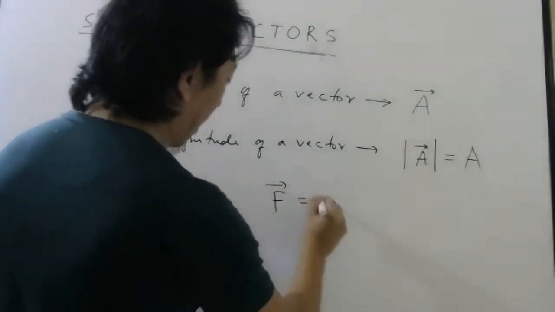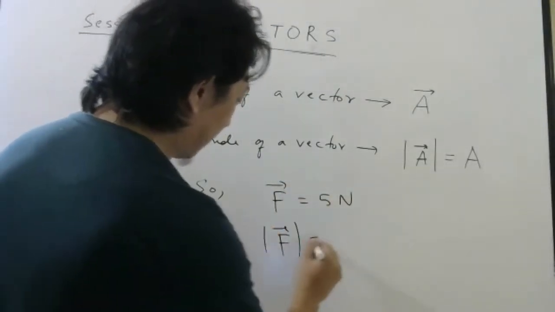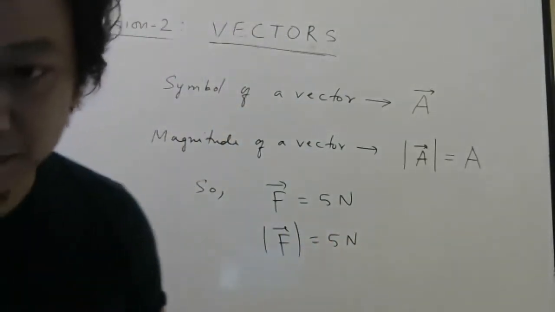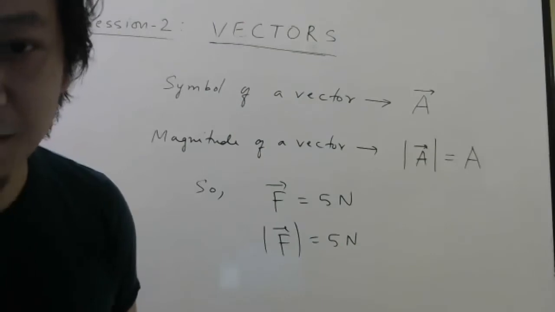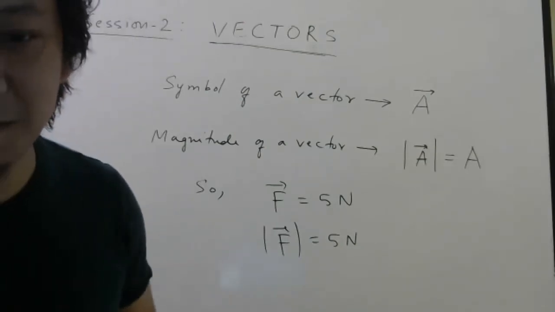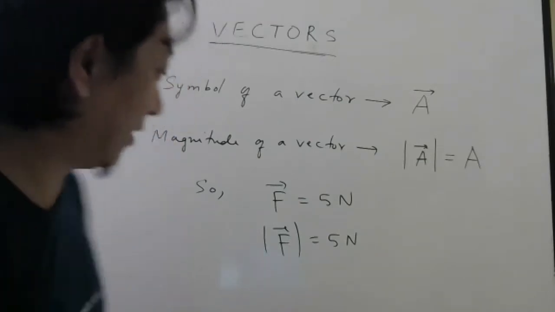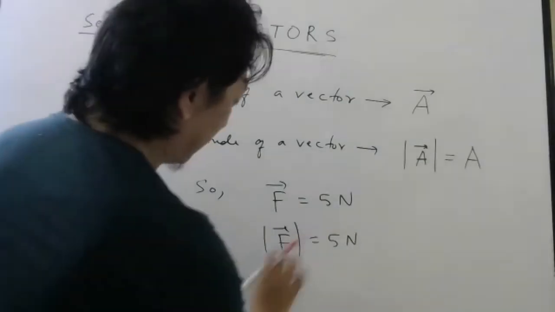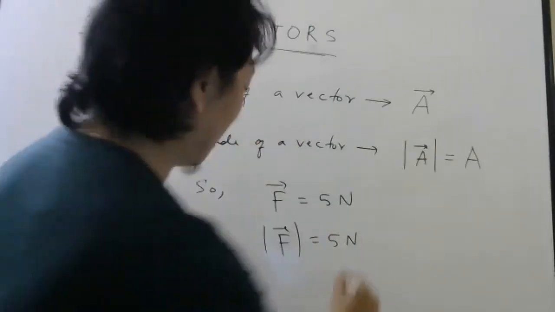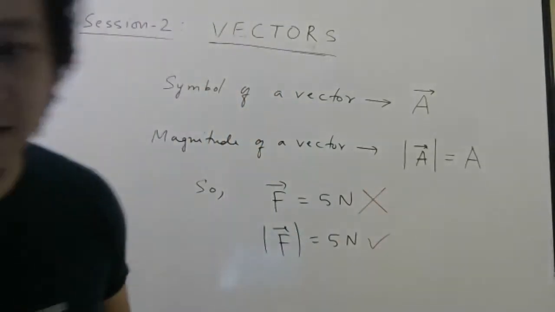F bar equals 5 Newton. Modulus of F bar equals 5 Newton. Which is right, which is wrong? One of them is correct, one of them is incorrect. Second one is right. This is magnitude. Magnitude can be a single number, remember I told. So this is right. This is completely wrong.